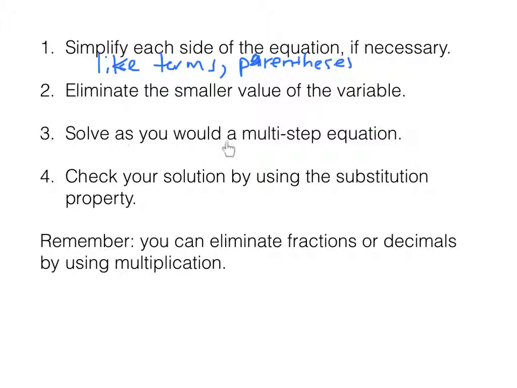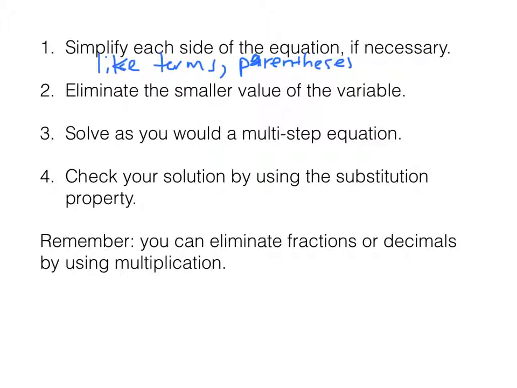Third, you're going to solve as you would a multi-step equation. Once you get rid of the smaller value of your variable, you only have variable on one side of the equation. And then you'll be able to solve it the way that we've learned the rest of the ones we're solving, which, even if you're struggling, you're still doing a whole lot better now than you were like a week or 2 ago. Okay, so the final step is to check your solution by using the substitution property. So that's where you plug it back in.